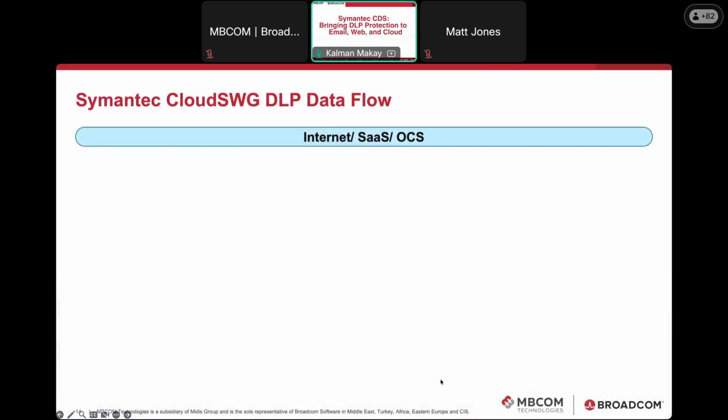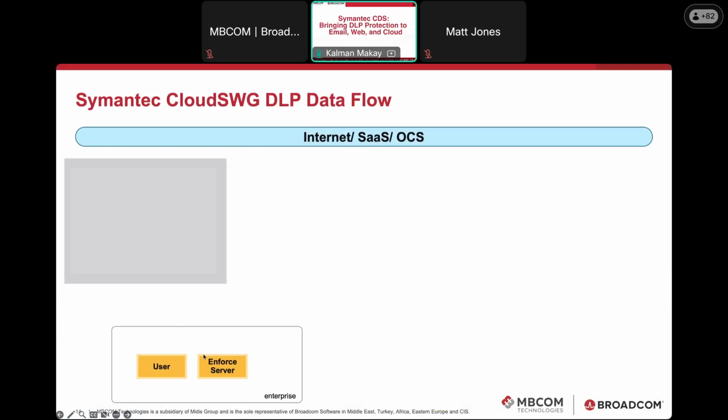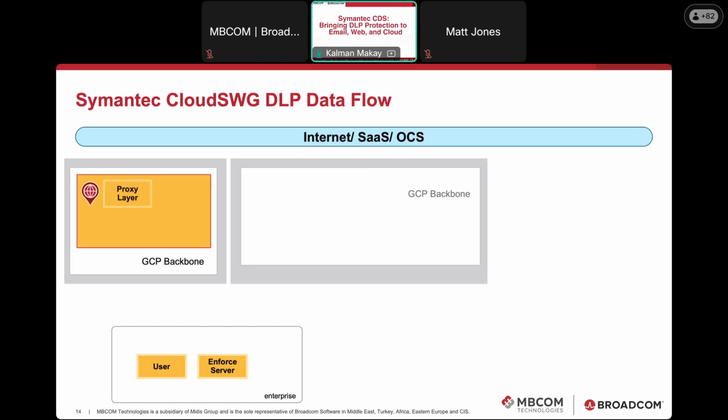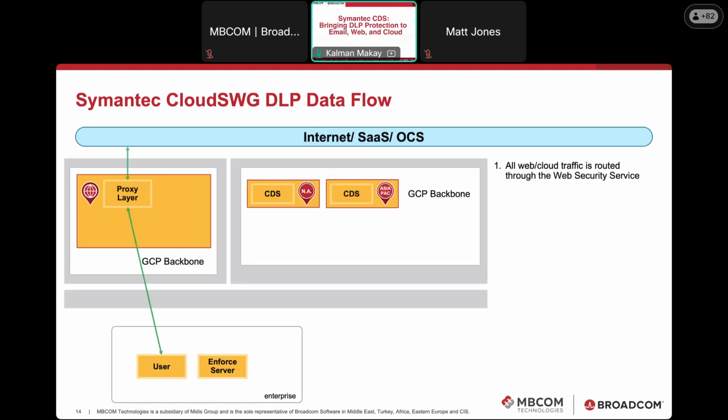Under the hood, how does it work? We have the internet. This is a data flow of the CloudSOC. We have a user, who is actually using the enterprise corporate network. This user is connecting to the closest GCP data center, in our case, KSE, and then can reach the internet through the proxy. So we can continuously inspect whether the content is malicious, and whether or not it needs to be blocked.